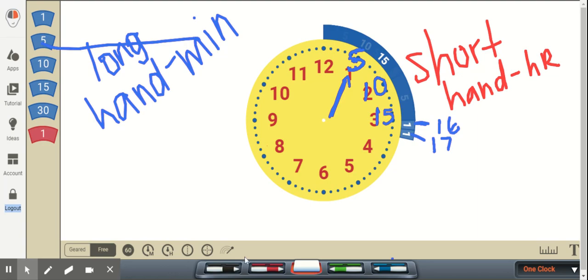Let me see if I can erase all of this mess. Sorry, I don't know how to erase all of this stuff. Do I really have to go back and erase everything? Okay, I guess I have to go back and erase everything. One second.